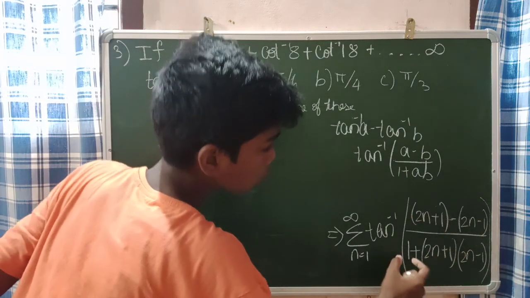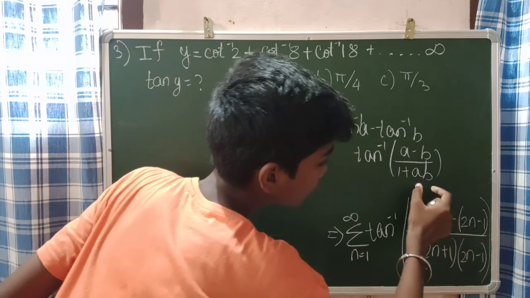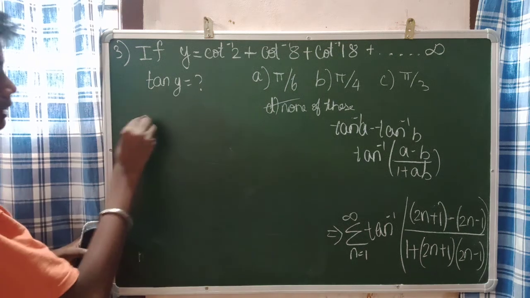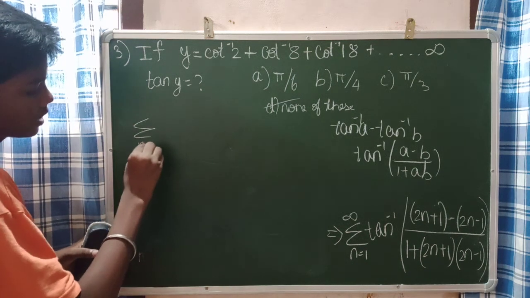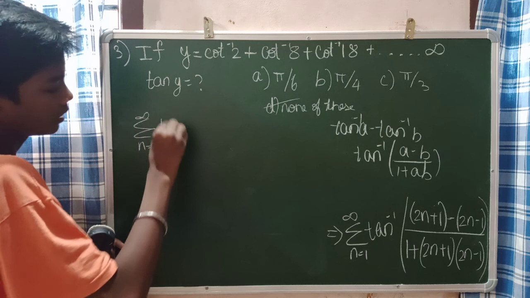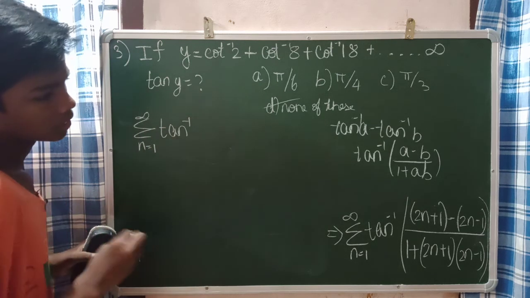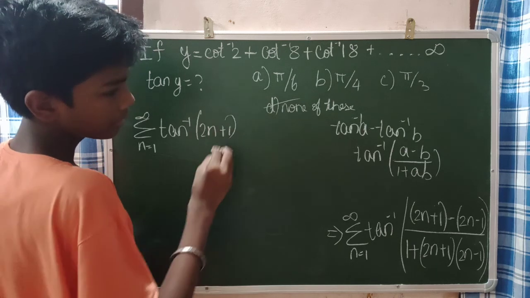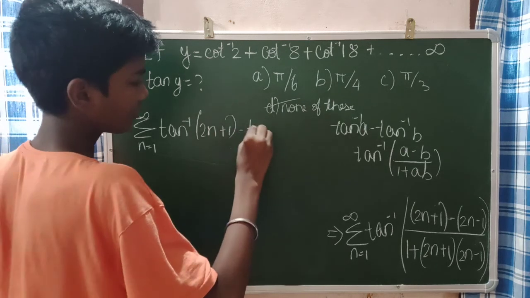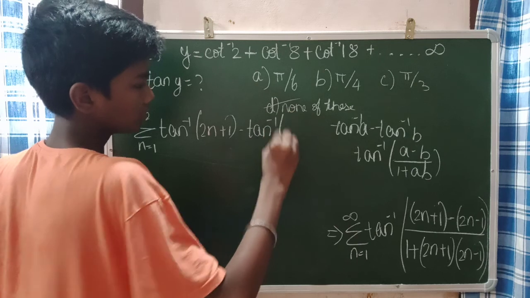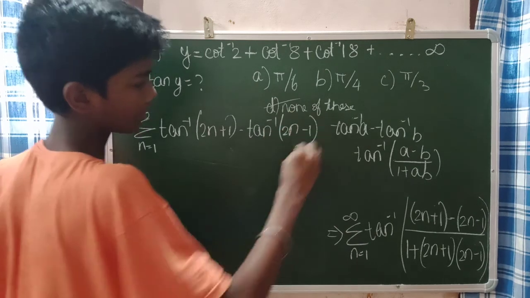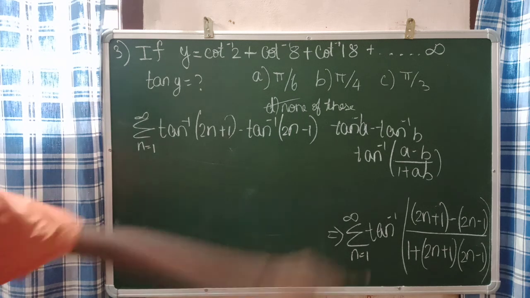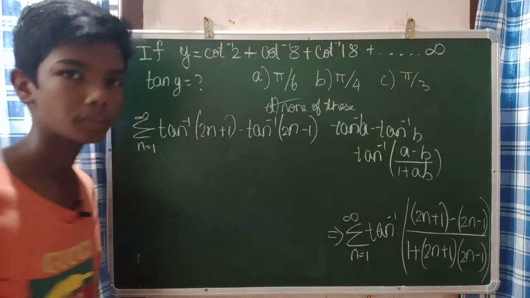In the denominator also, 1 plus a into b is 2n plus 1 into 2n minus 1. Same expression, so I can write it as summation of n is equal to 1 to infinity of tan inverse of 2n plus 1 minus tan inverse of 2n minus 1. So this is what you will be getting. And now I just use this formula, tan inverse of a minus tan inverse of b is tan inverse of a minus b over 1 plus ab.